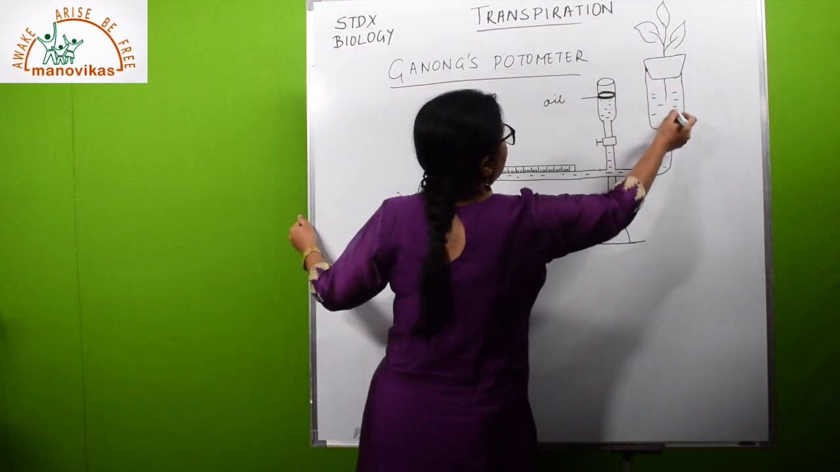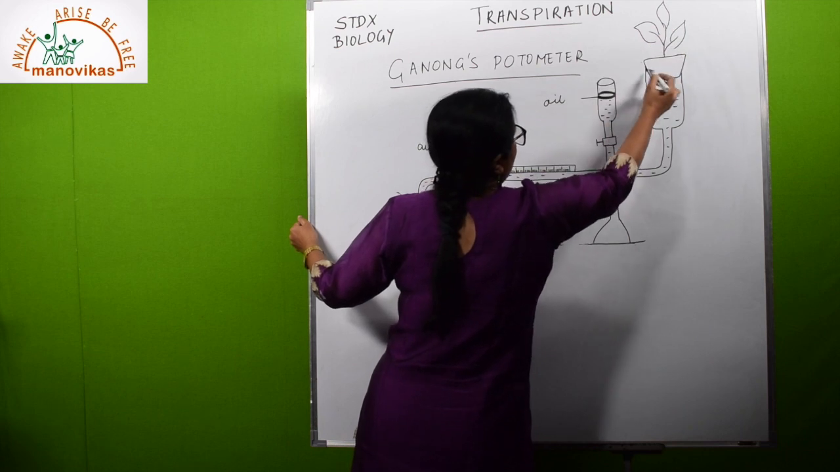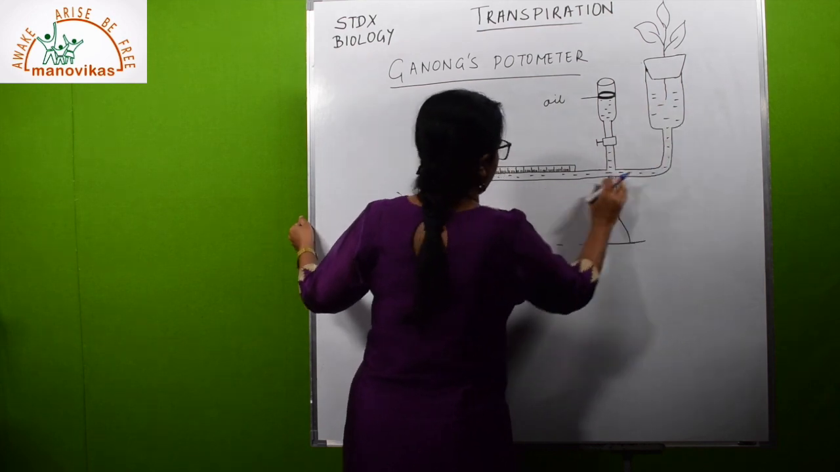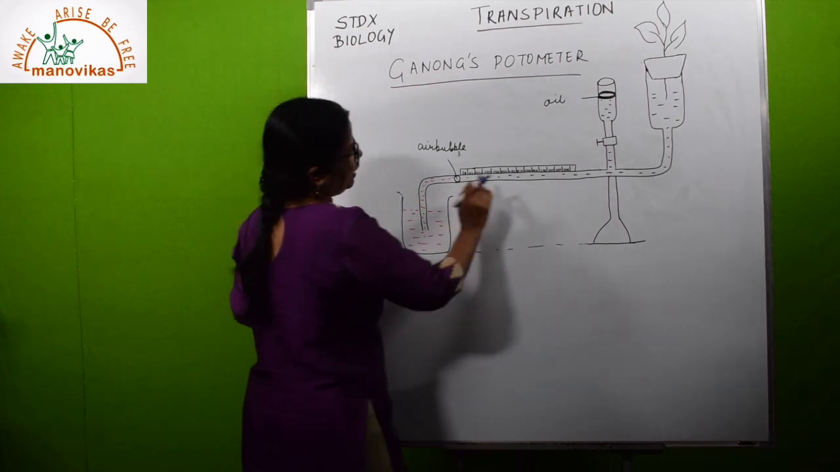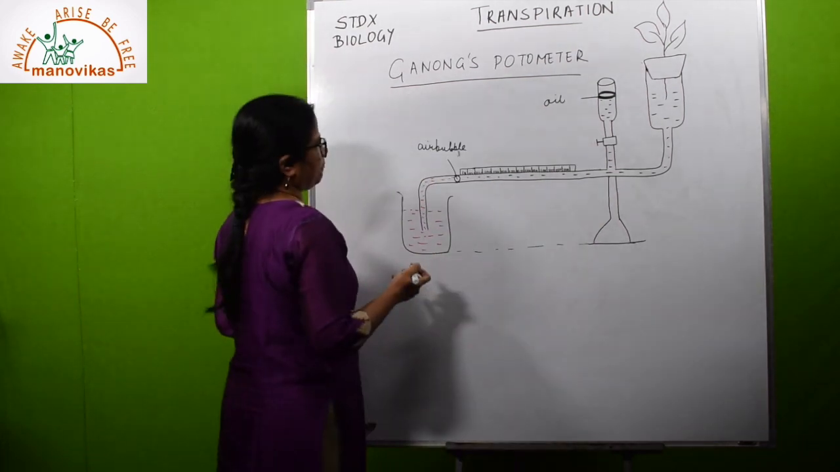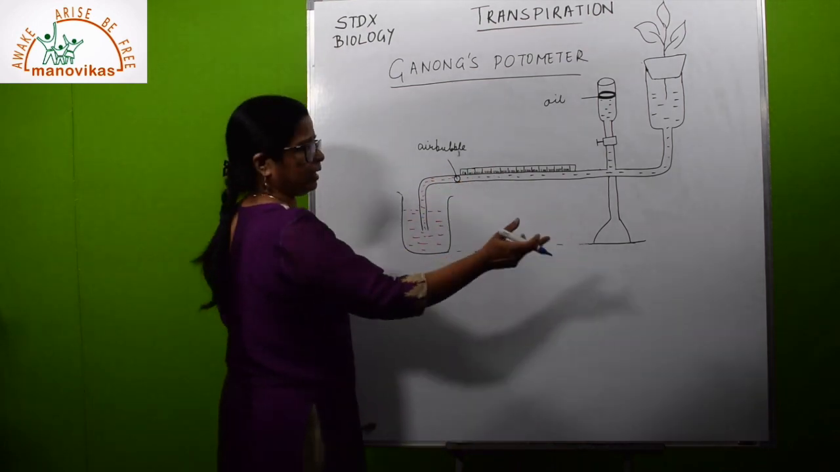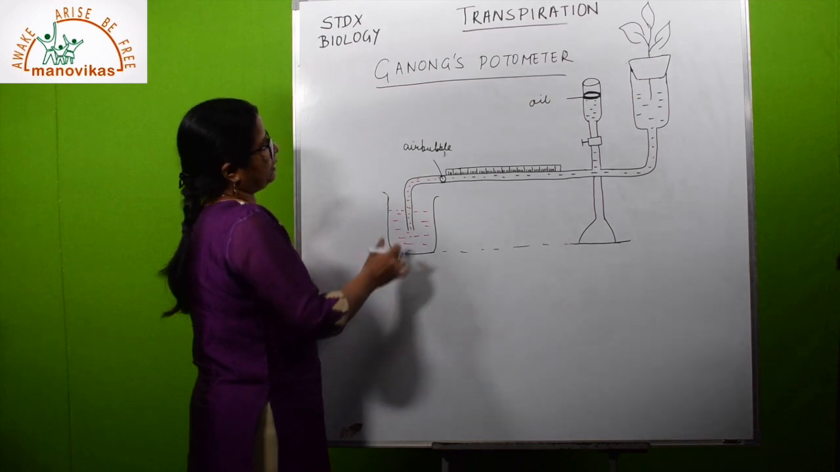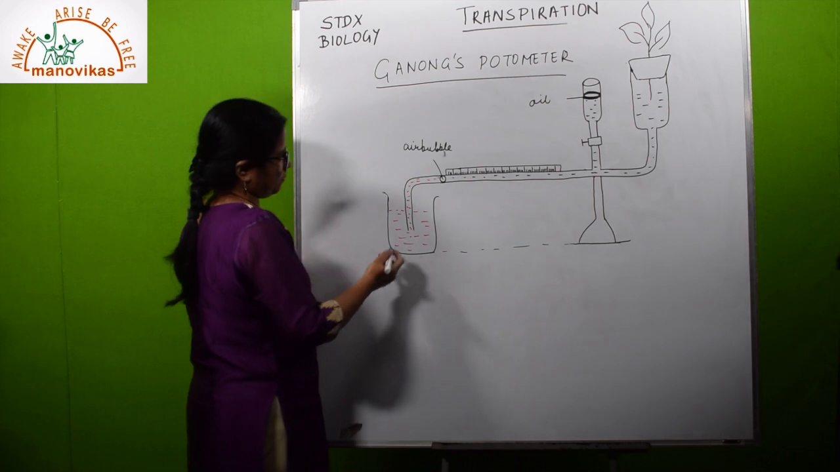Now we have this leafy twig here which is inserted. All this is packed properly so that there is no interference from outside. So it's inserted here and the entire apparatus is filled with water. This part contains colored water and here just ordinary water. And this entire setup is placed in the sunlight or under other conditions in which we want to place it. Then we can see how the process happens.